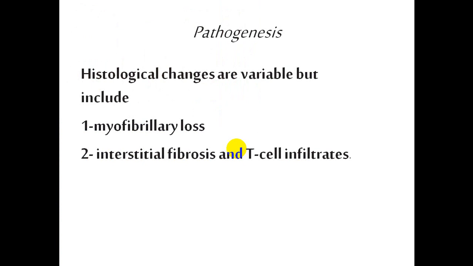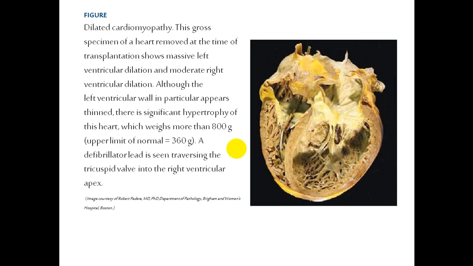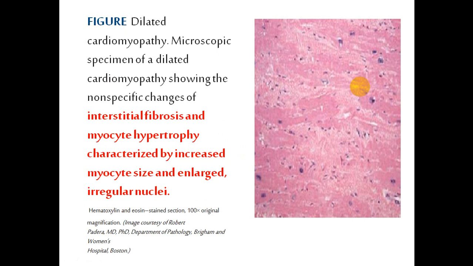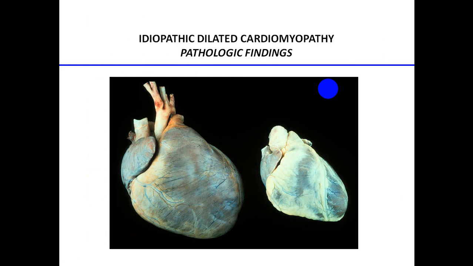Histologically, changes are variable, but include myofibrillary loss, interstitial fibrosis, and T-cell infiltration. Grossly, we see a large heart with hypertrophy, mainly in the left side of the heart, and the left atrium is enlarged too. This is the left ventricle, and this is the left atrium. Histologically, we see interstitial fibrosis and myocyte hypertrophy, characterized by increased myocyte size and enlarged, irregular nuclei.